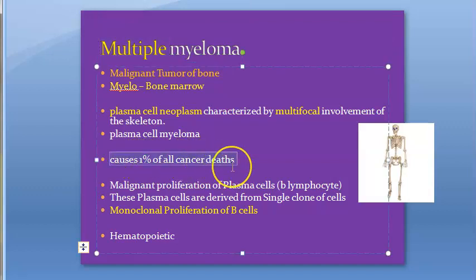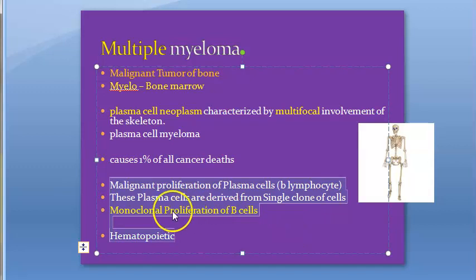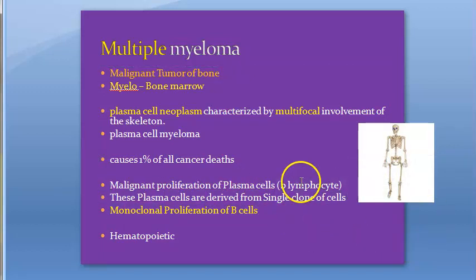Now the cause. It's an important cancer with a lot of deaths, so hence we have to read about it. There is malignant proliferation of plasma cells. Plasma cells are nothing but B lymphocytes. So a lot of plasma cells are everywhere in the bone marrow. These plasma cells are all derived from a single clone of cells. That is why it's also called monoclonal proliferation of B cells. We'll come to all those details. Don't worry if you didn't understand.